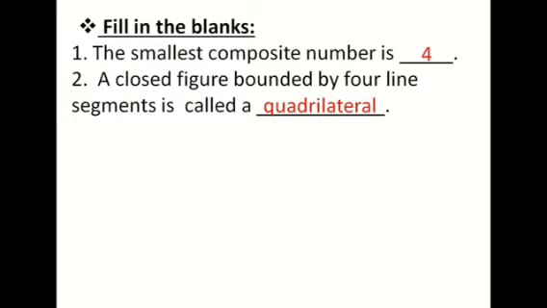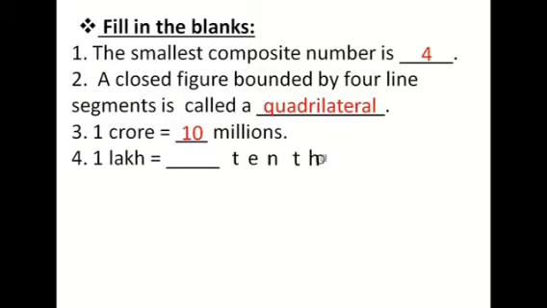Go for question number 3. 1 crore equals to dash millions. You have to think Indian place value chart and the international place value chart also. Just try to complete. If you have completed, so please check it. It is 10 millions. Question number 4. 1 lakh equals to dash 10,000. How much 10,000 will make 1 lakh? It is 10,000.